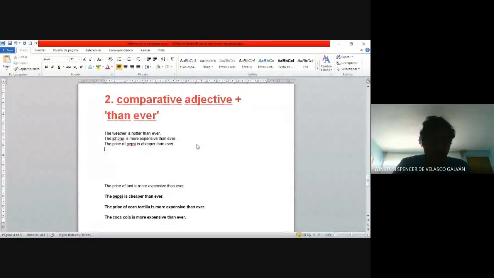Muy bien. Vamos a hacer un último ejemplo y después les doy información general. I think that this is a good one. The price of gas is more expensive than ever. El precio de la gasolina está más caro que nunca, ¿vale?